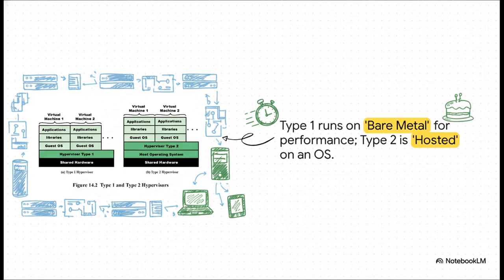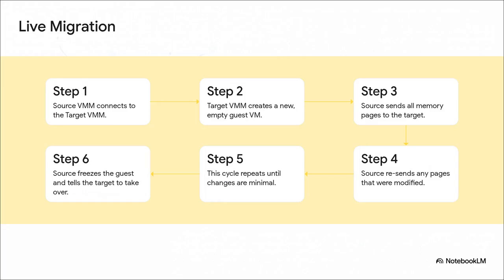Then you have Type 2, which is an app you can run on your own Windows or Mac computer. It's way easier to use for testing stuff, but it has a little extra overhead. So back to that mind-bending portability superpower, how on earth do you move a running computer with 0 downtime?